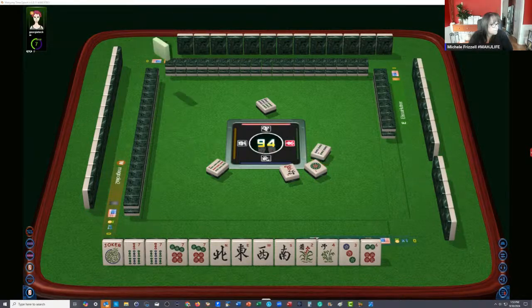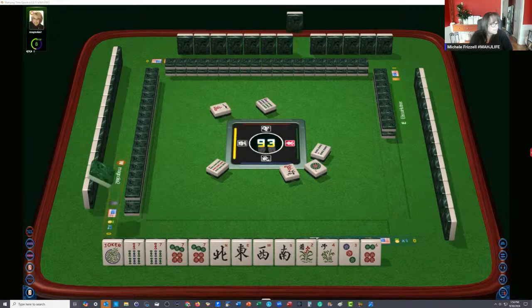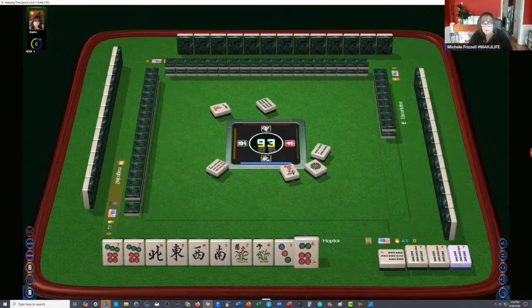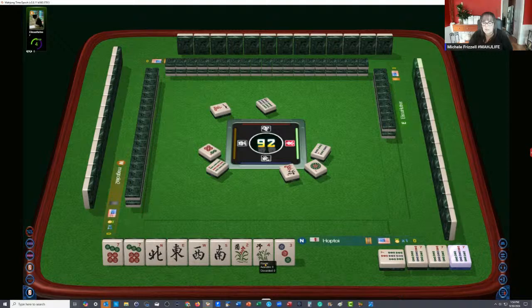Four bamboos. One character. Seven bamboos. Or Kong. We need Kong. Kong. Okay, so now we just sit tight until we get a keeper. We need a joker or a 7 dot.